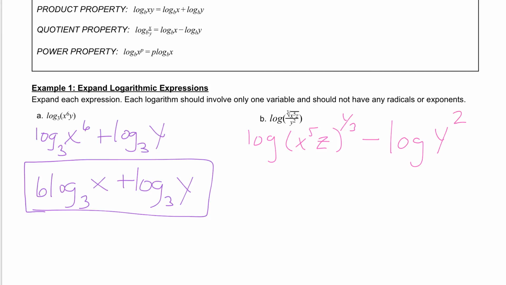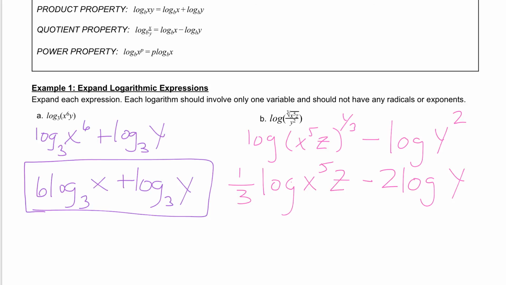Then what I can do is this 1/3, this exponent, I can bring that out to the front using the power property. And at the same time, I can bring this exponent out into the front, again, using that power property. And that's going to look like this. 1/3 times the log of x to the 5th times z minus 2 times the log of y.